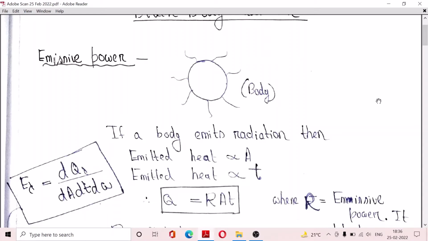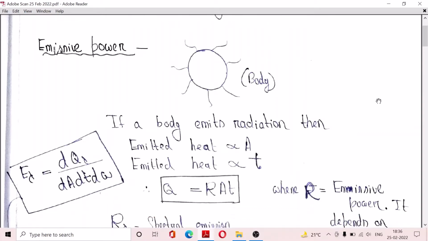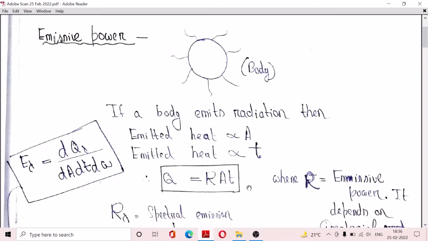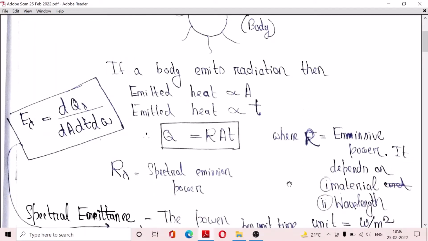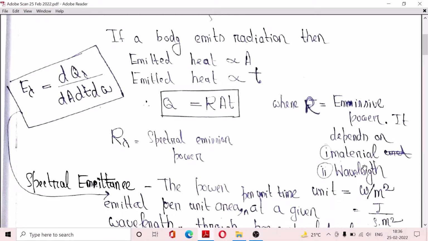When a body emits radiation, the emitted heat is proportional to the area of the body and the time in which the heat is radiated. So we can say that the emitted heat is proportional to the area of the body times the time of the emitted radiation. So we can write Q is equal to R into A T, where R is our proportionality constant, which we call emissive power. It depends on the material and wavelength.